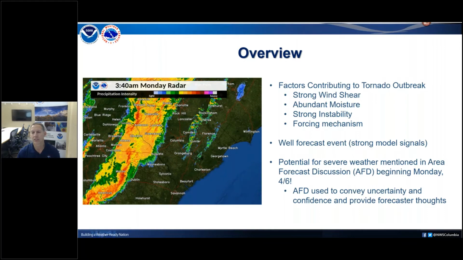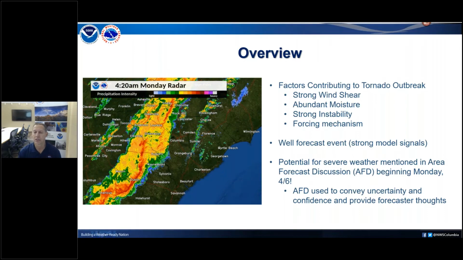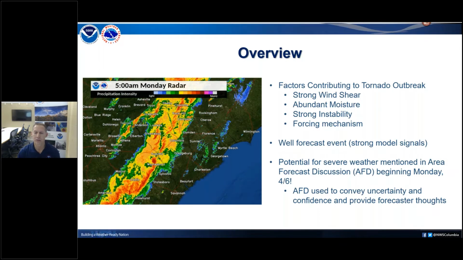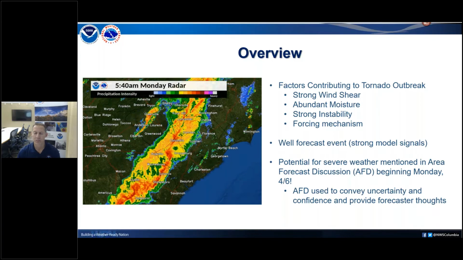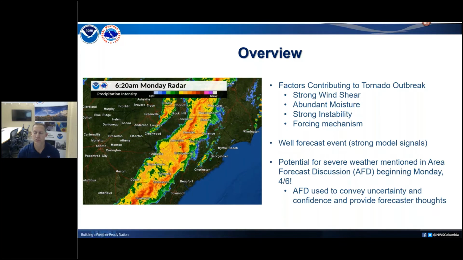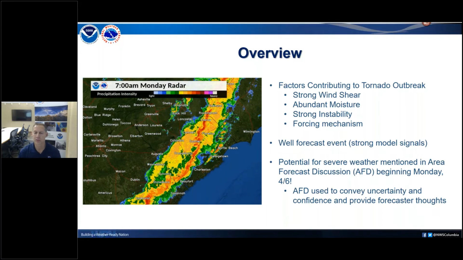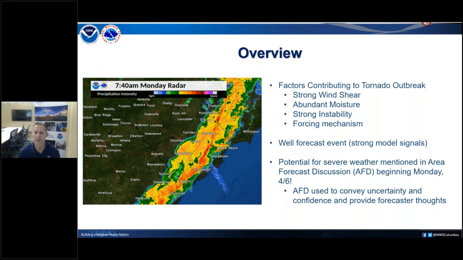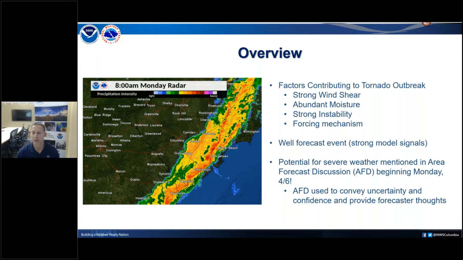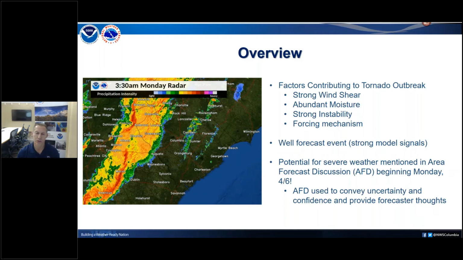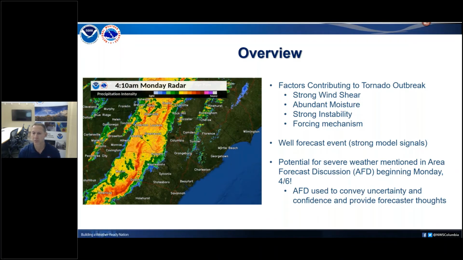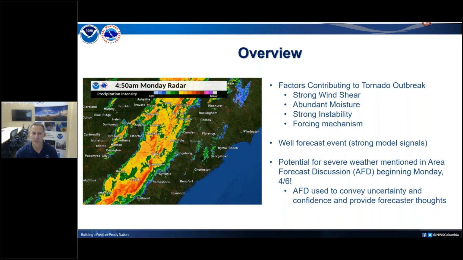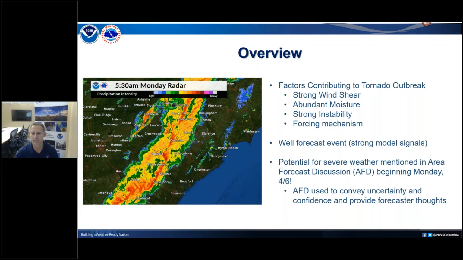So some of the factors that contributed to this tornado outbreak: we had very strong wind shear in place. There was abundant moisture available to help fuel these storms. There was strong instability, which again also helped fuel the intensity of the storms. And we had an upper level trough approaching that was a forcing mechanism to provide that large scale lift to help maintain and organize these storms.